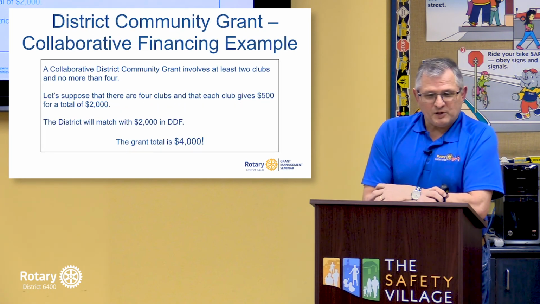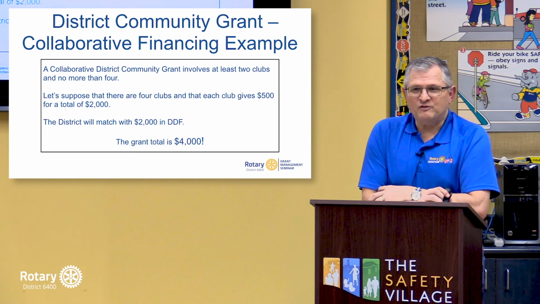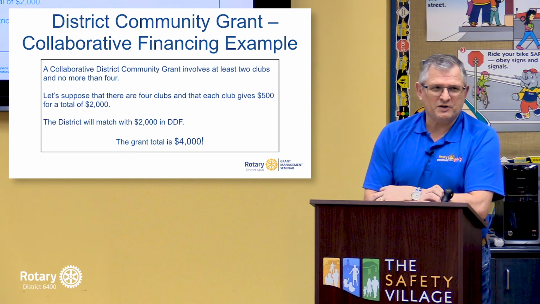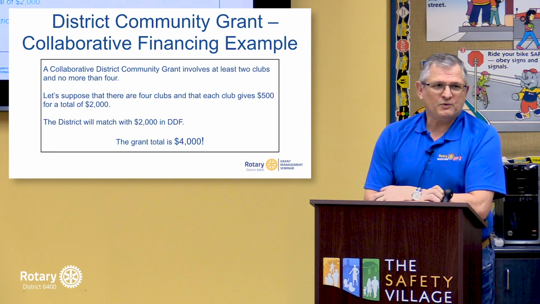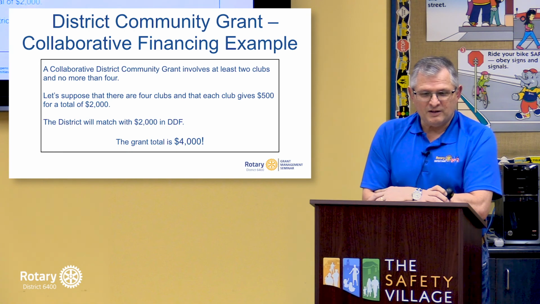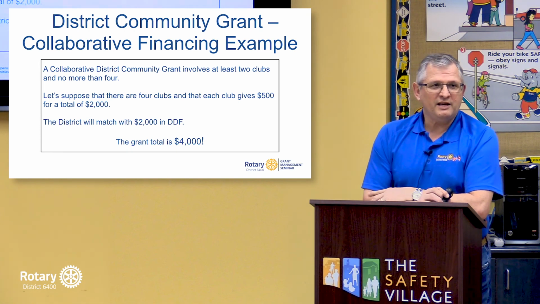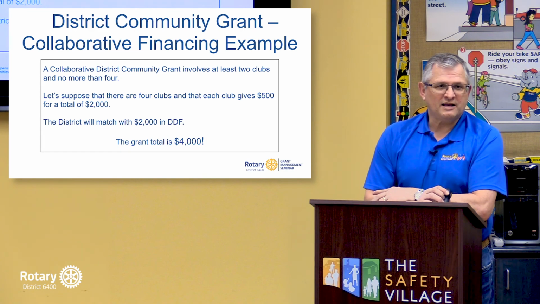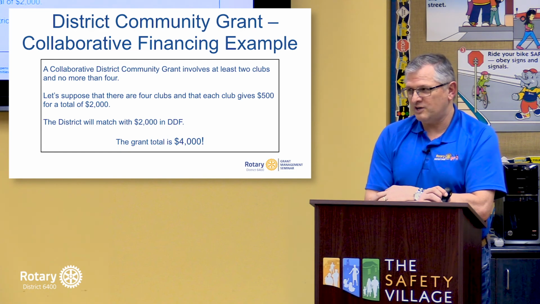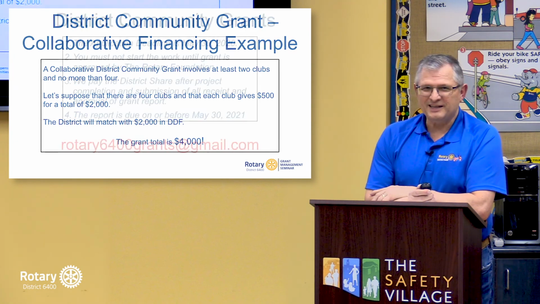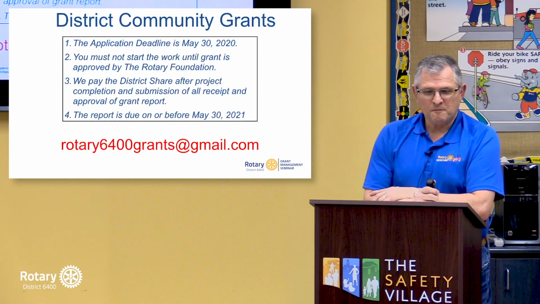As an example of how much money you can get, let's suppose you had 4 clubs. So you're thinking, I have a project and I have $500, but it's more expensive than that. Find 3 other clubs that also can have $500 to put in. So that's $2,000. You apply and we match $2,000 and your club's $500 has now become a $4,000 project by looking for partners. So it's worth it. We like to see the collaborative projects.